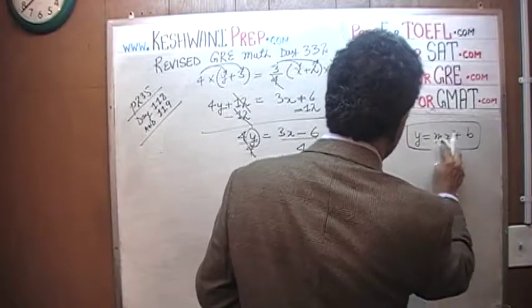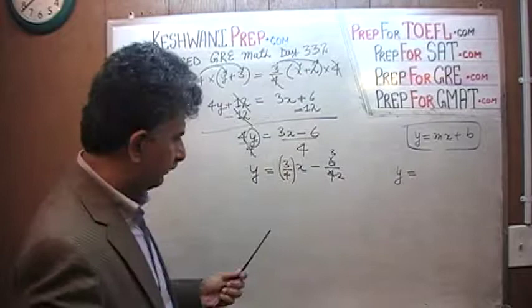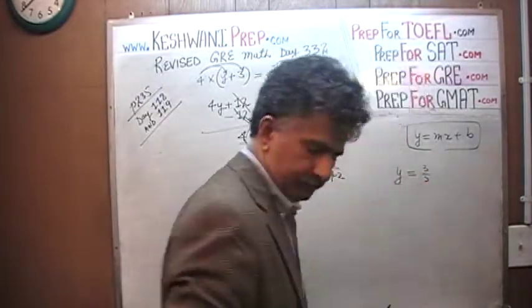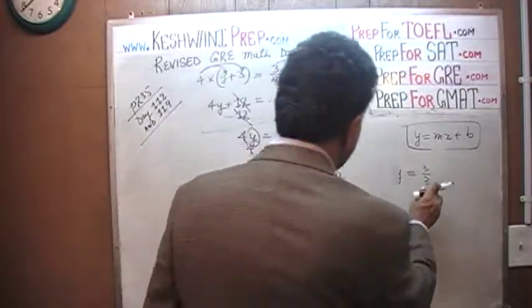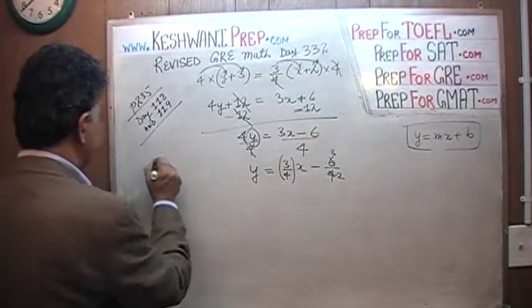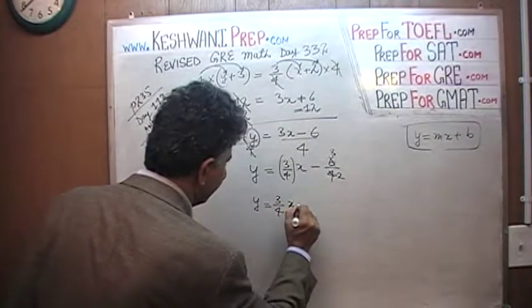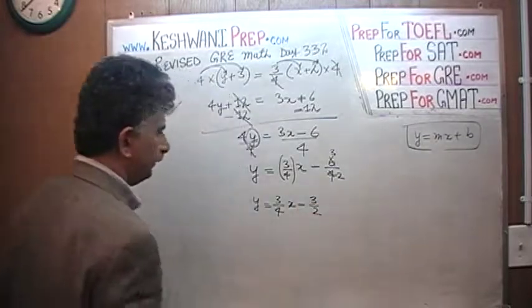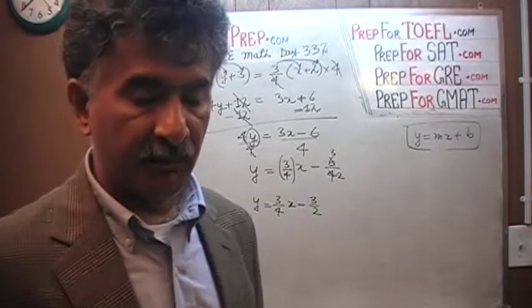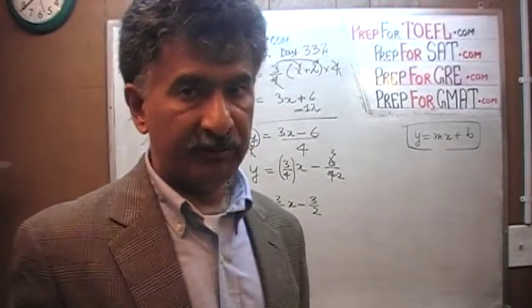Our equation, written in standard form, is y equals 3/4 x minus 3/2. Now the last thing that we have to do is find what are known as the intercepts, the y-intercept and the x-intercept.